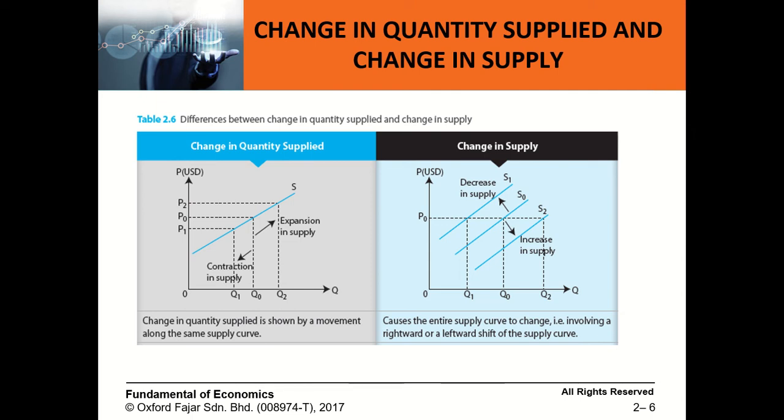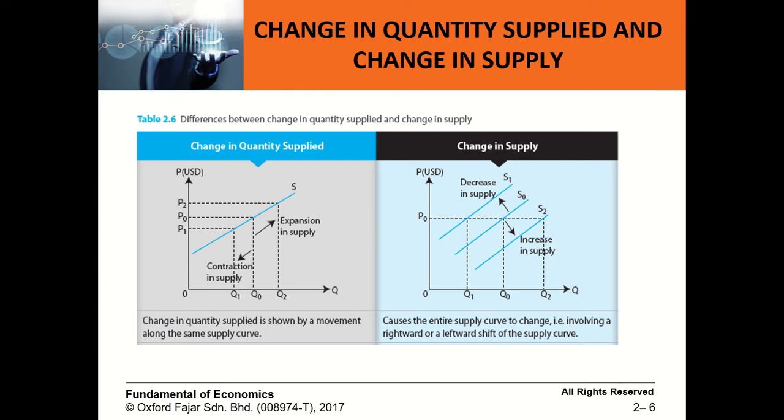If you want to explain these curves, we have to mention 3 things. Number 1, the definition. Number 2, the determinant or the causes, and the third, the movement. For each of these curves, you must explain all these 3 things. So let's begin with the left side, change in quantity supplied.